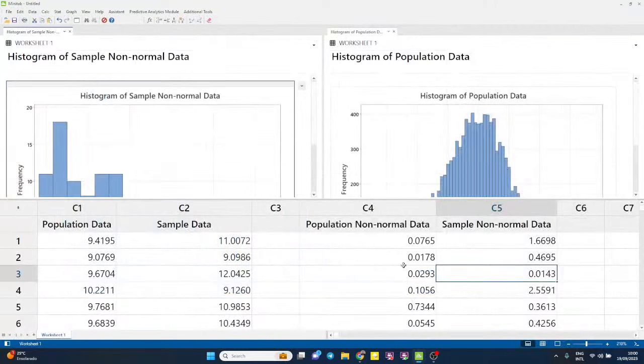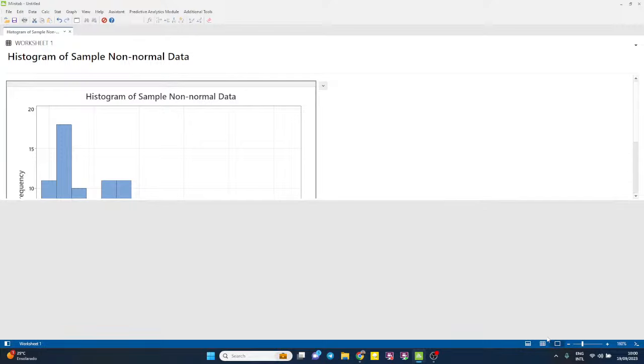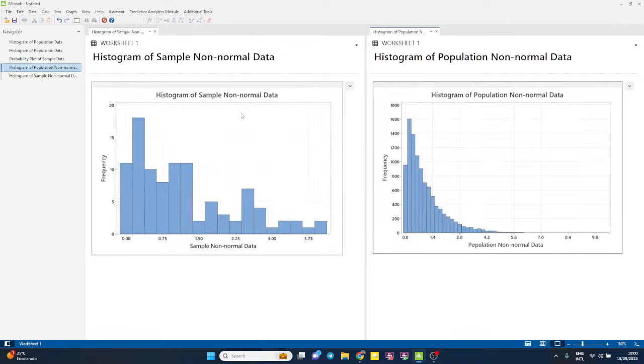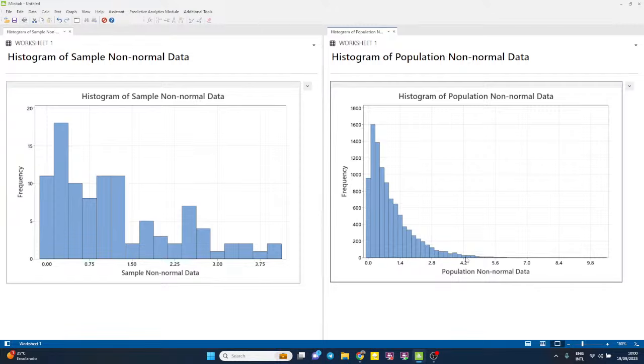The population is clearly showing that this is not normal, and the sample is strongly suggesting that this is not normal. So if I write down that the population is not normal, I'll be correct, yeah.